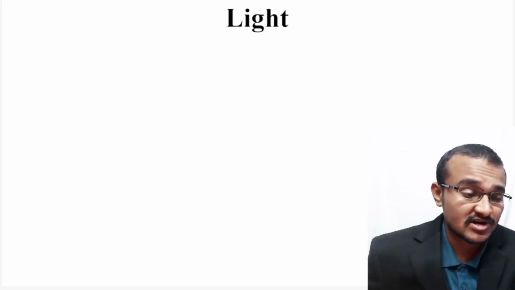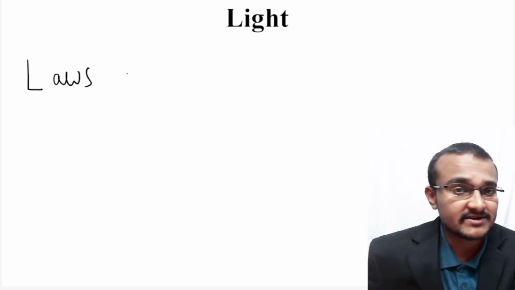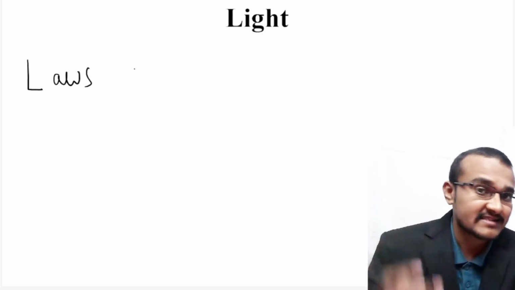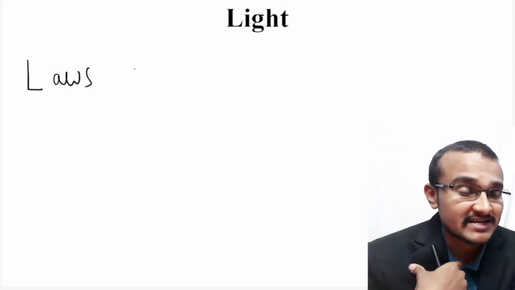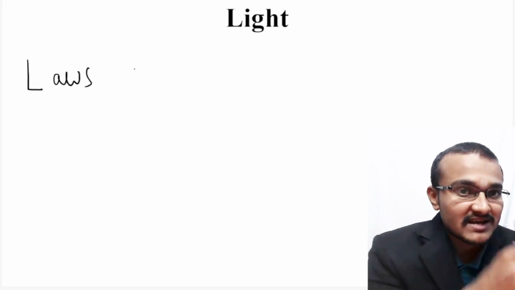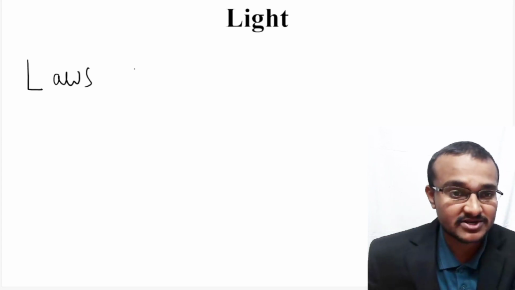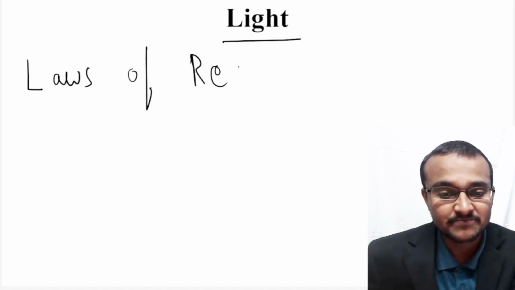Now let us discuss the laws of reflection of light, because I have told you that only when light falls on certain objects and gets reflected can you see that object. Either that object should emit its own light, or some other light should fall on it and get reflected. Only then can the object be seen. There are some laws of reflection associated with light, so let us discuss those laws of reflection.